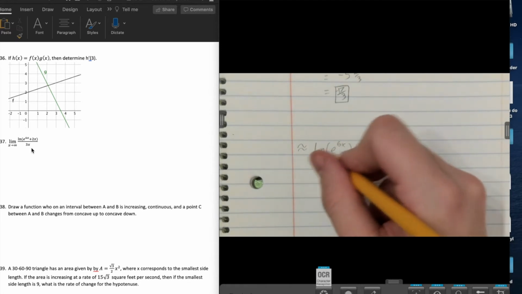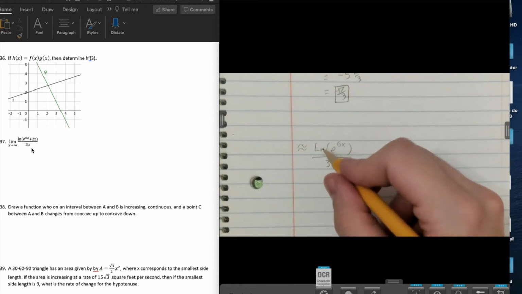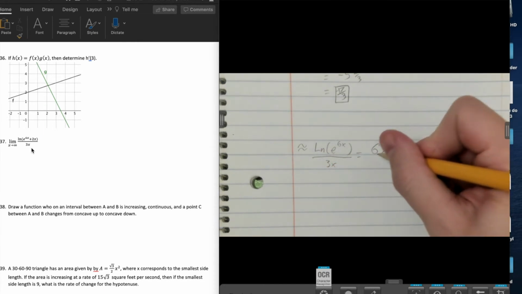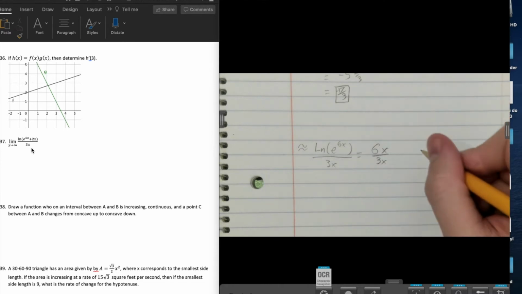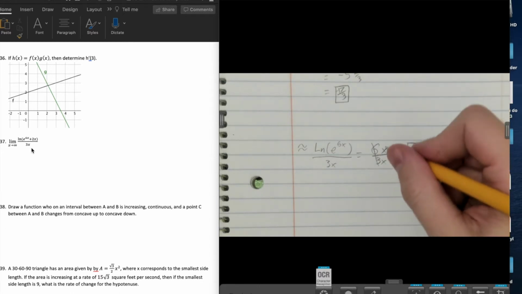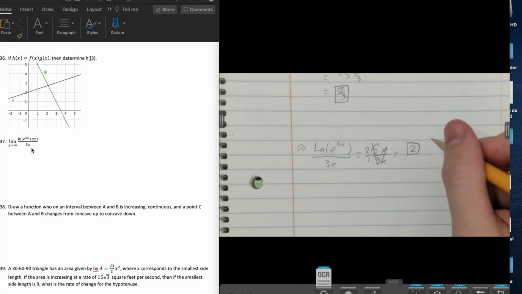Now, once we're investigating an infinite limit and only the highest degree terms matter, let's look at this. We have ln and e meeting up again. When that happens, they usually cancel out. And now we have those canceling out. So we just have 2. So as x approaches infinity, we're going to be approaching 2.